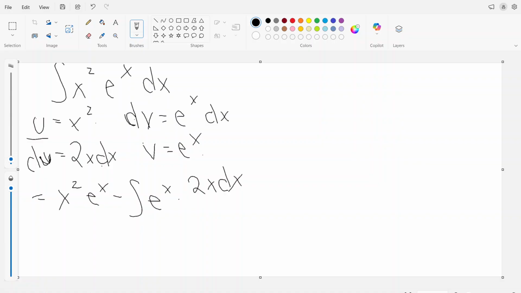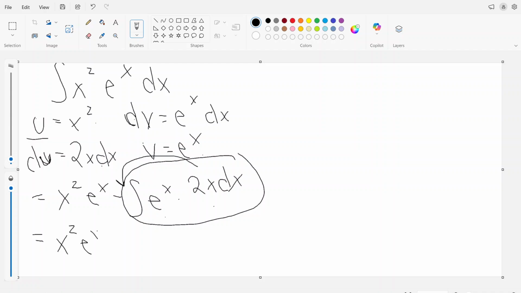But would you look at that? Would you look at this second integral? This second integral requires IBP yet again, because we have something times something, right? But first, before I apply IBP to it, I'm going to factor this 2 out in front because it can be factored out as a coefficient. So this will become x squared e to the x minus 2 times the integral of e to the x times x dx, or x e to the x dx.